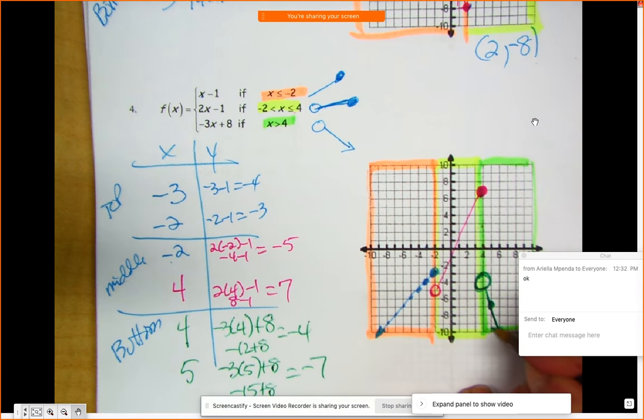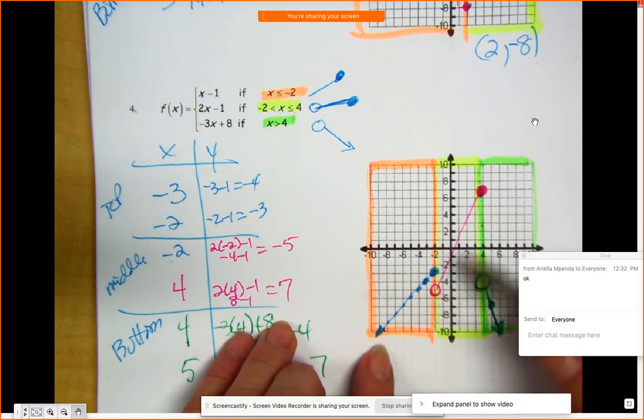Technically, there would be an arrow on this one and an arrow on this one. Not on this one. This one actually starts and stops.